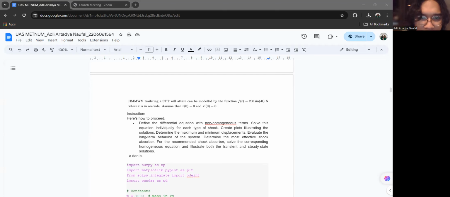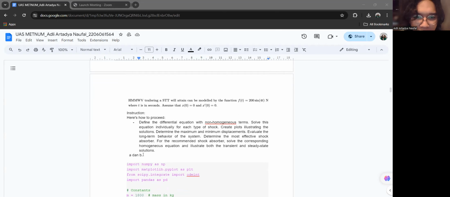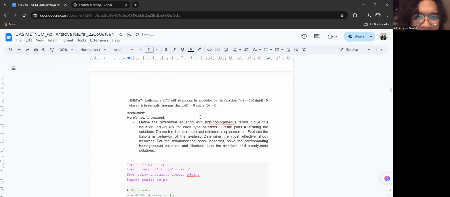And here's the instruction. Here's how to proceed. Define the differential equation with non-homogeneous terms. Solve this equation individually for each type of shock. Create plots illustrating the solution. Determine the maximum and minimum displacement.